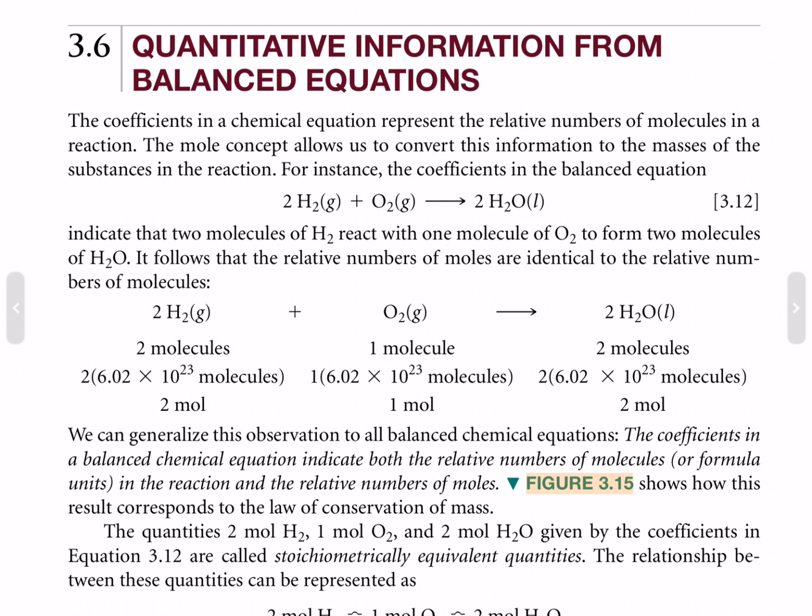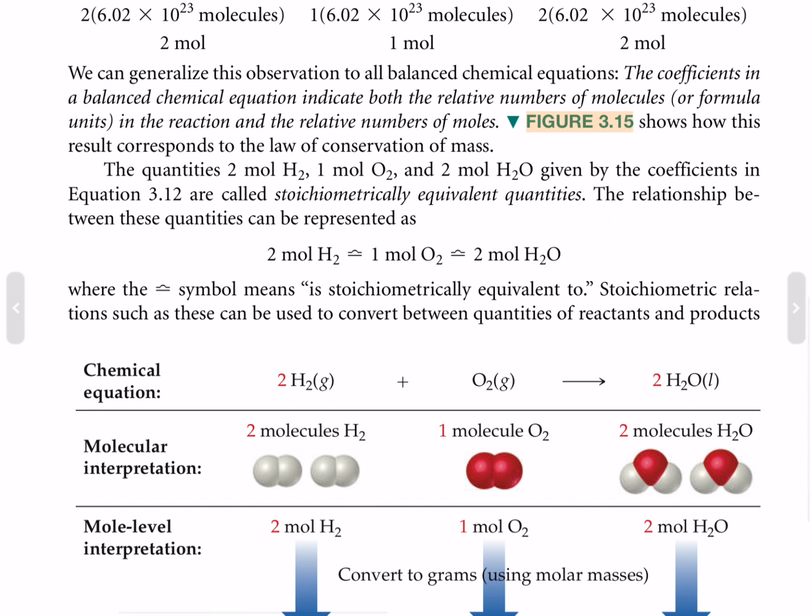The quantities 2 moles of H2, 1 mole of O2, 2 moles of H2O, given by coefficients in equation 3.12, are called stoichiometrically equivalent quantities. The relationship between these quantities can be represented as 2 moles of H2 is stoichiometrically equivalent to 1 mole of O2, which is stoichiometrically equivalent to 2 moles of water, where the symbol means is stoichiometrically equivalent to. Stoichiometric relations such as these can be used to convert between quantities of reactants and products.